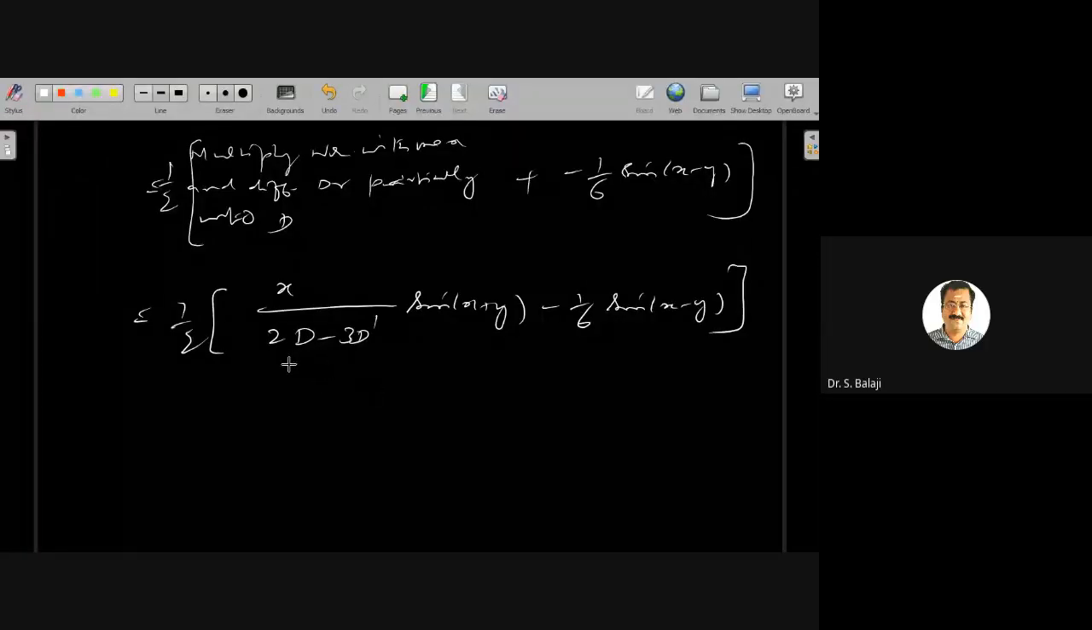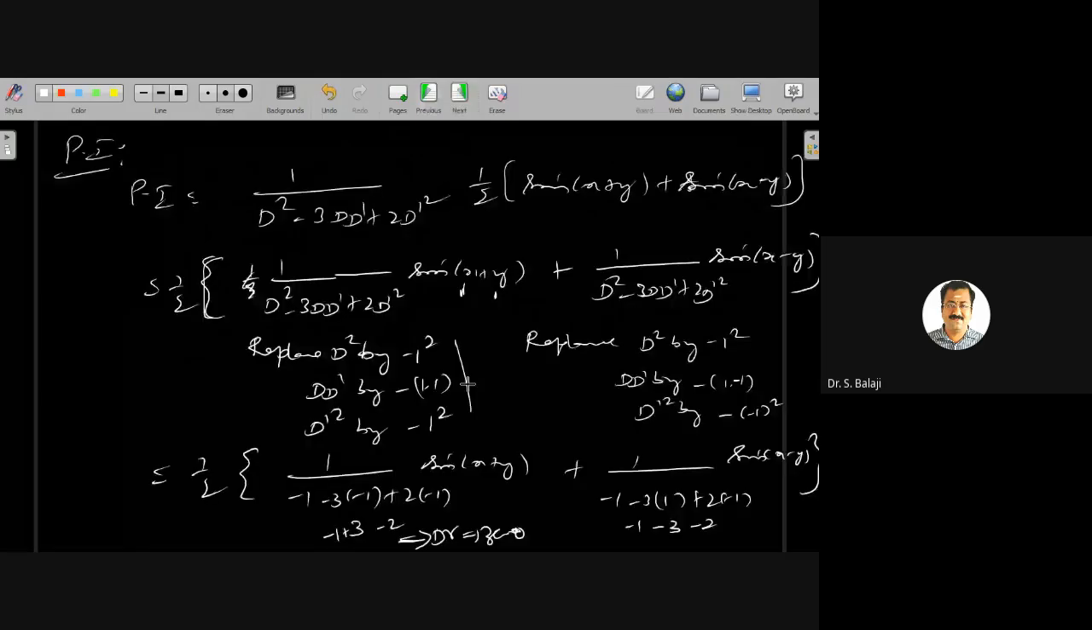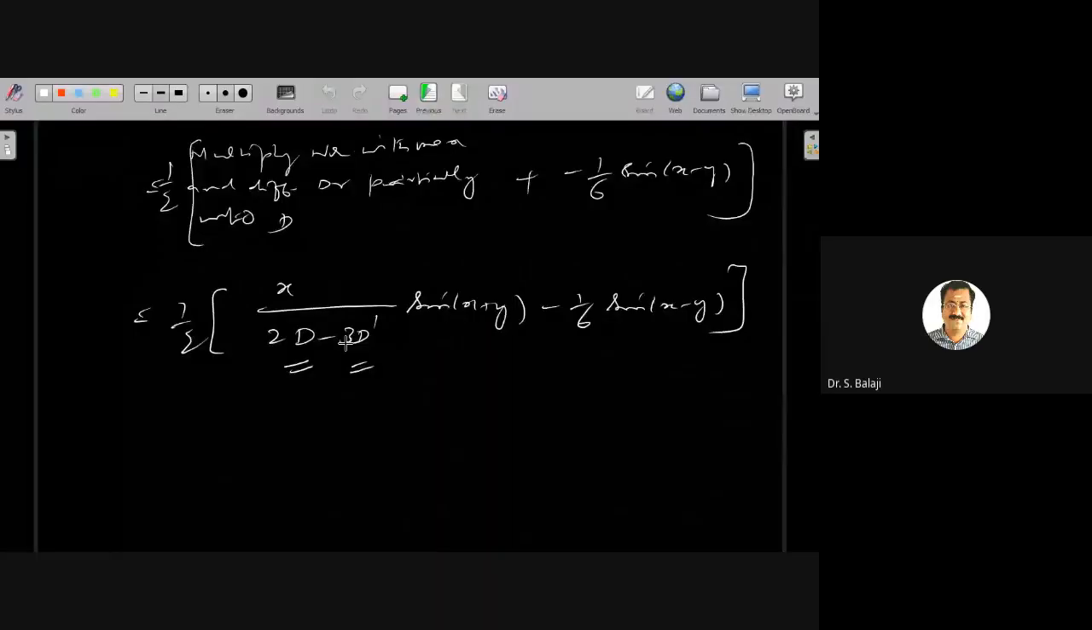Now you see that here again we are getting the denominator as a d and d dash form, like an ld plus md dash form. You know the procedure, only the procedure: replace d square by minus a square, for sine or cosine, and so on. But here there is no d square or d dash square. Therefore, in order to get d square, d dash square, that type of form, multiply by the conjugate.